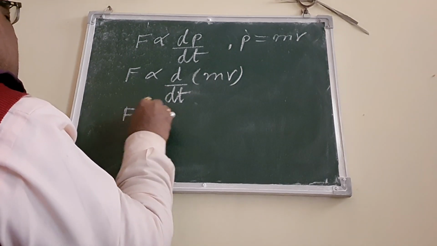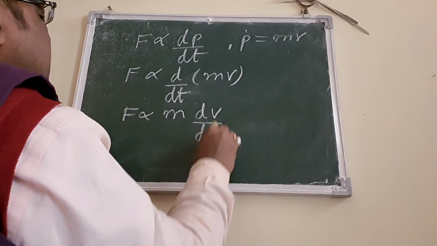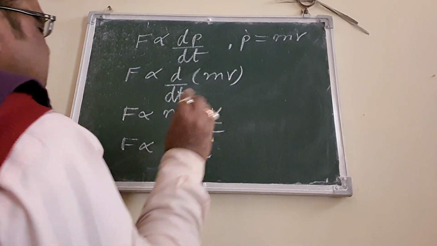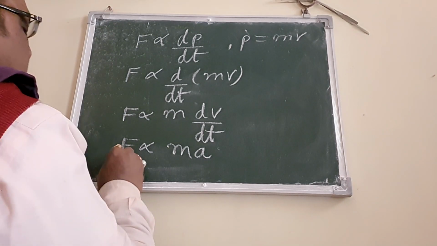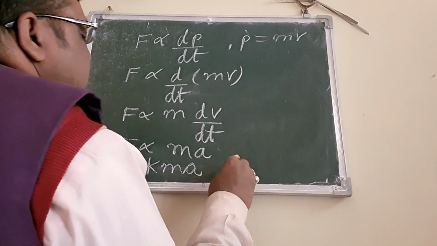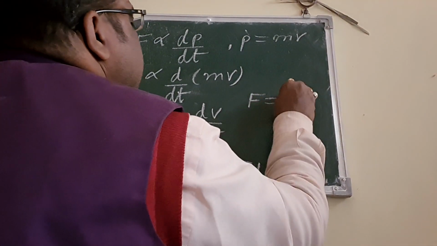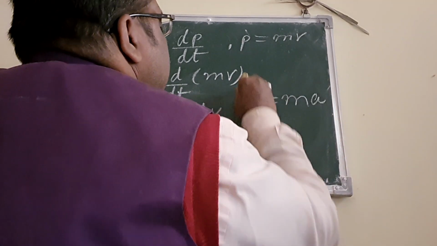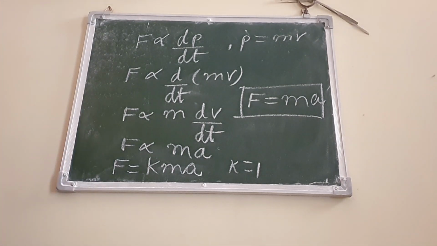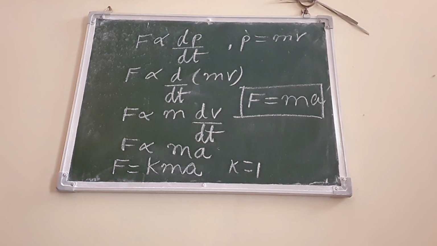So F is directly proportional to m is constant, so it is dv upon dt. And so F is directly proportional to m, and this is the acceleration a. So taking a constant, that is k, it becomes kma. For simplicity, we are taking k equal to 1. So it becomes F is equal to ma. So F equal to ma is our answer. So this is Newton's second law of motion.